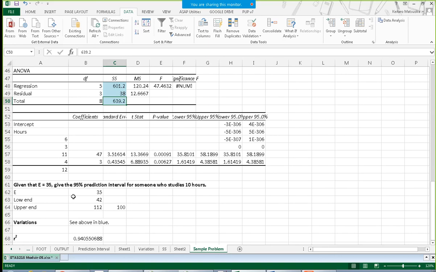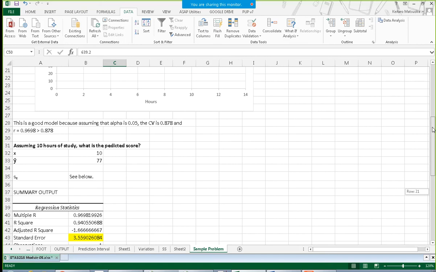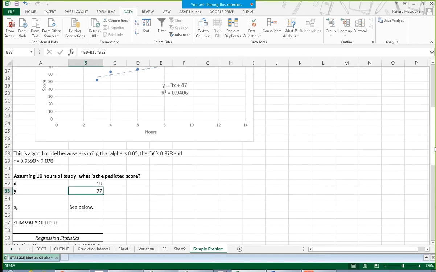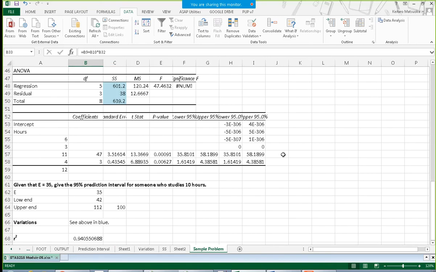Okay. So given the margin of error is E, give the 95% prediction interval for somebody who studies 10 hours. Okay. So in order to do that, you need the predicted value of y hat, which we did up here. It's going to be 77. So it's going to be 77 minus 35, and then 77 plus 35. So this is what I was saying, that even the upper limit could be beyond the practical value. So in this case, the interval will be 42 to 100.